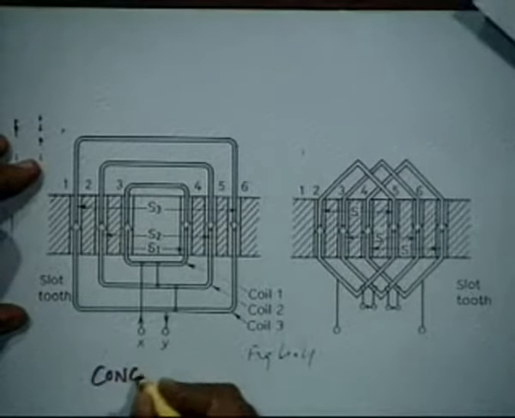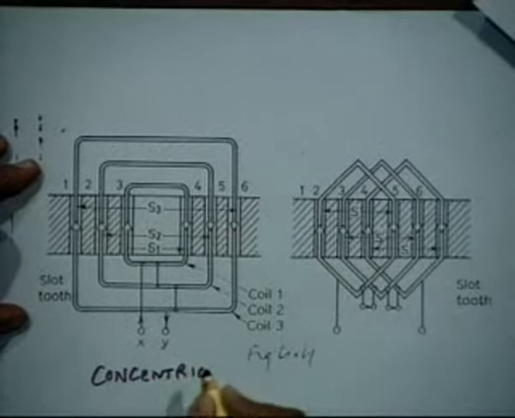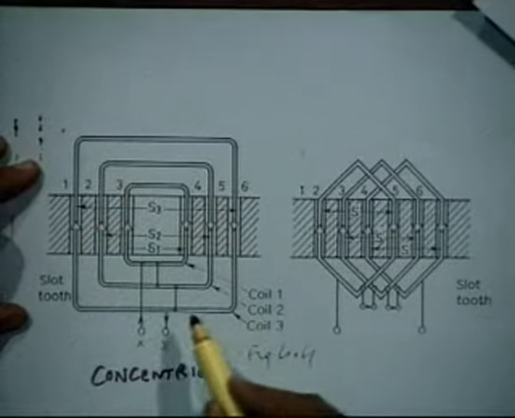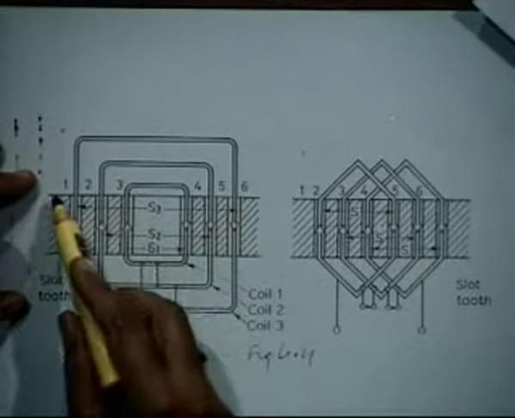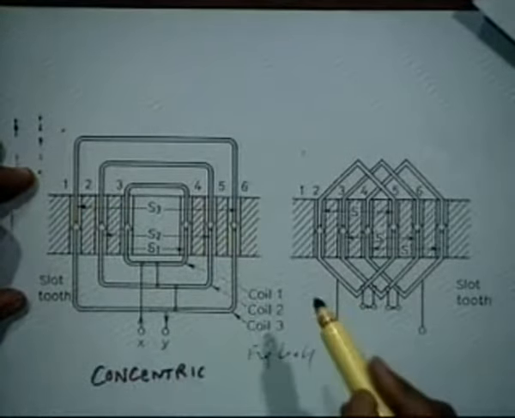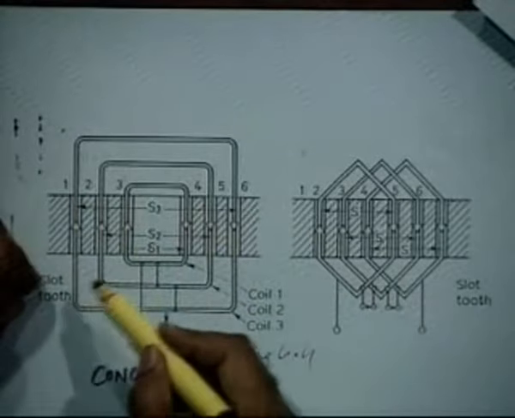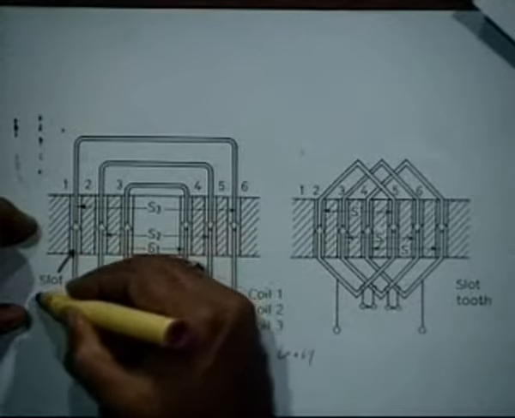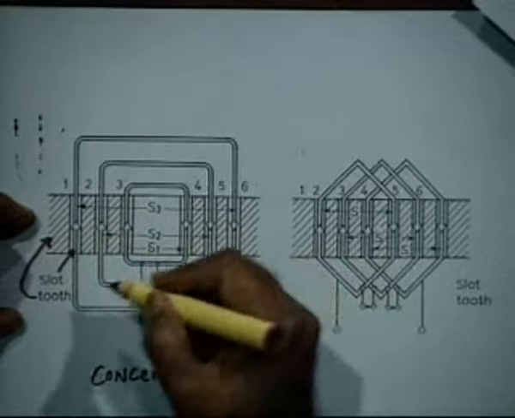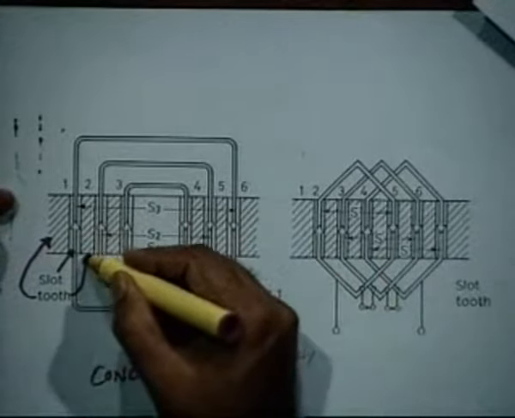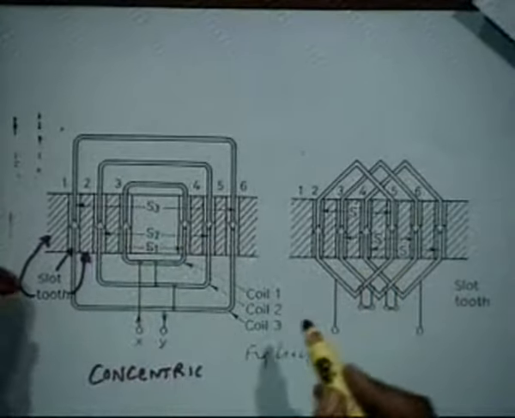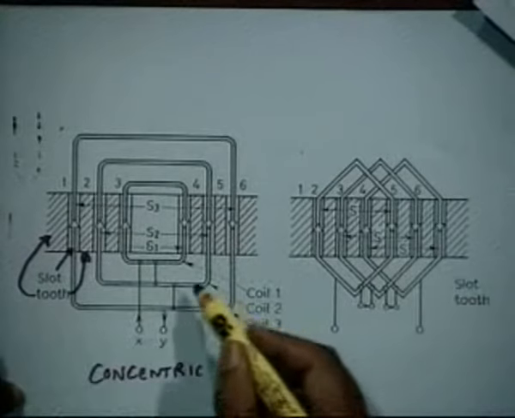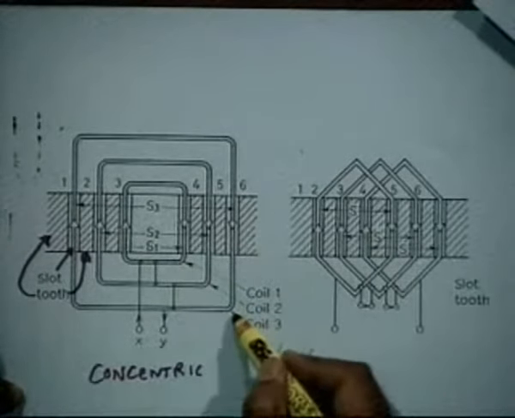Now we also found out what is meant by concentric. This is concentric. So I have three coils here. You see here, this is the core on which three coils are put in these 6 slots: 1, 2, 3, 4, 5, 6 are the slots. This is the slot and this is the tooth, okay. How many coils do I have? We have 3 coils: coil 1 here, coil 2 here, coil 3 here.